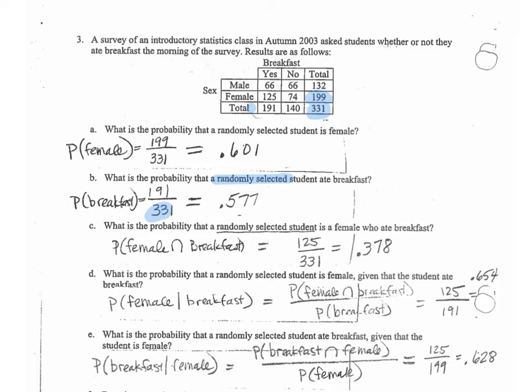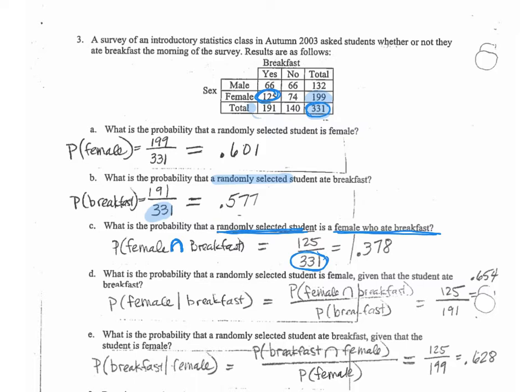Actually, here's one that has some overlap. Okay, so I've got overlap right here. It says, what's the probability that a randomly selected student, see, so we are still pulling from all students, 331 of them. What's the probability that out of all the 331 students, it is a female who eats breakfast? That's the overlap of females and breakfast, and that is this 125 out of the 331.